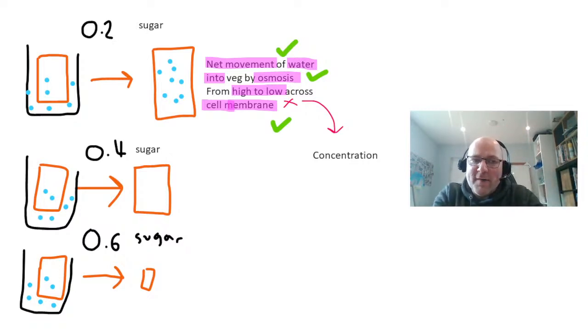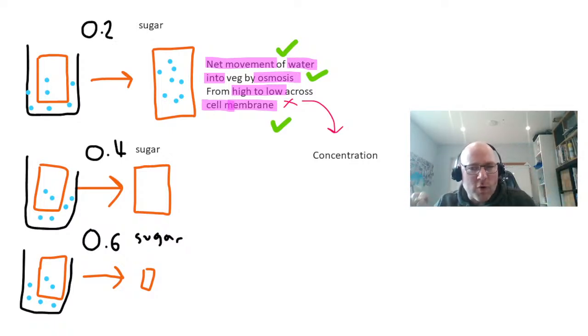All right, at 0.4, what happened? And what happened at 0.6? And again, this could come up on Tuesday. They might say, at 0.4, explain why there was no increase in the mass of the carrot. So why would there be no increase in the mass of the carrot at 0.4? And our answer is, there's no net movement. The same amount of water went out as went in.